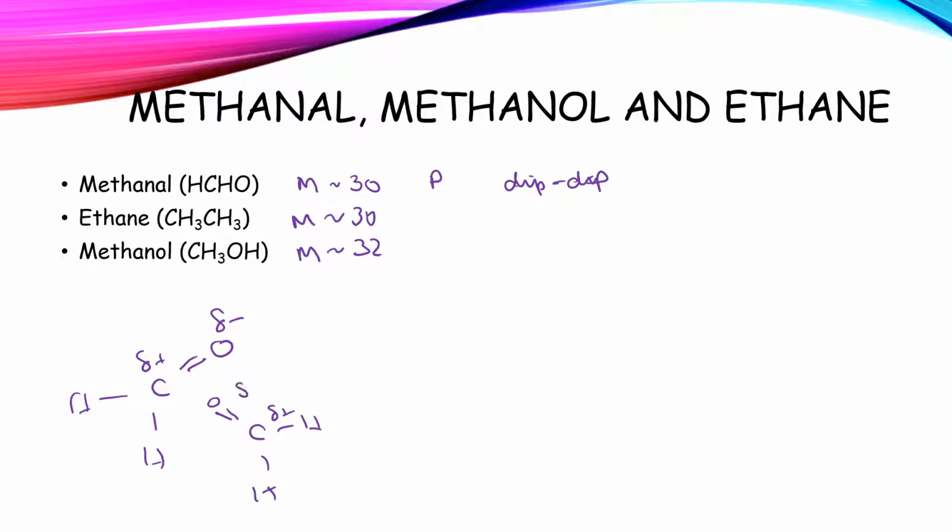Don't forget to put on your dipoles. And that raises its boiling point to -19 degrees Celsius. Ethane, being a non-polar molecule, doesn't have these types of interactions. Its boiling point is -88.5 degrees Celsius.